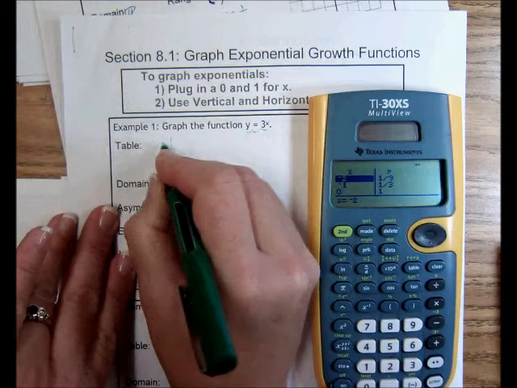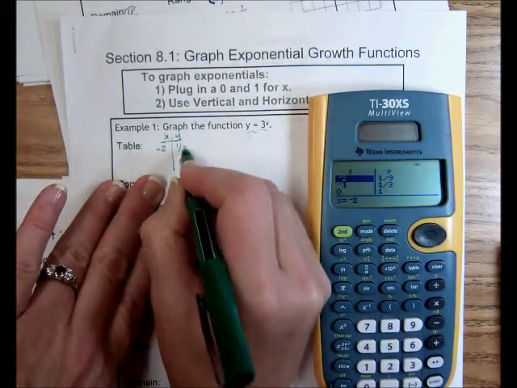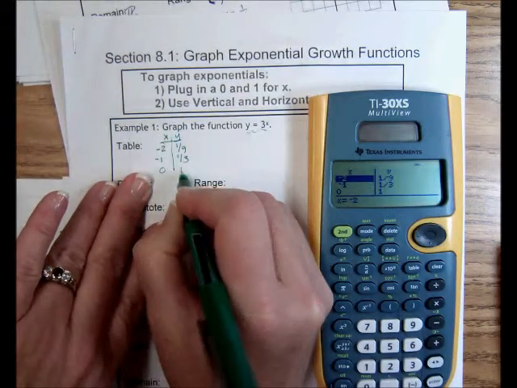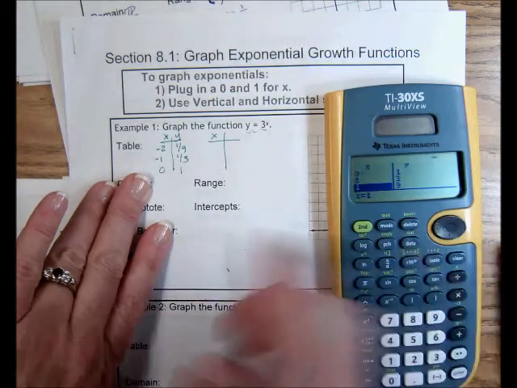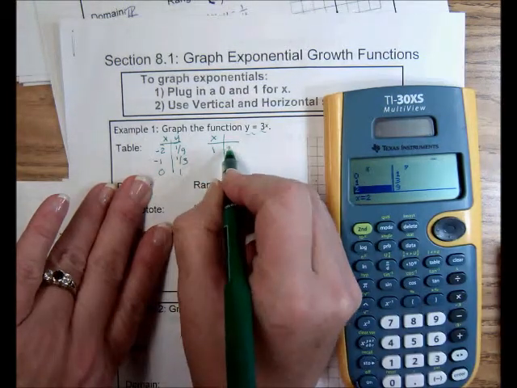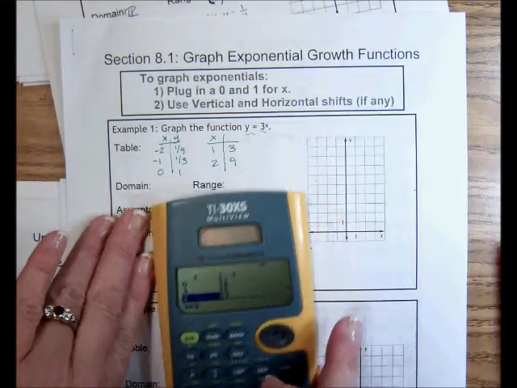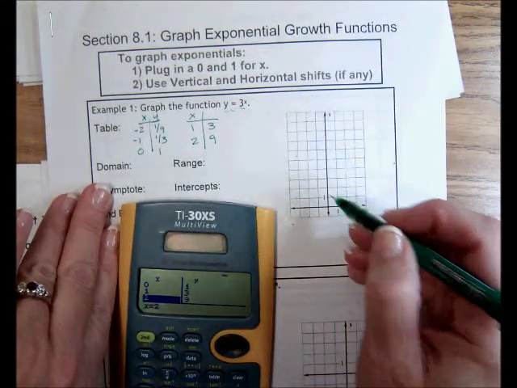So I'm going to create an xy table, and when x is -2, y is 1/9, and when x is -1, y is 1/3, x is 0, y is 1, and I continue it on also to some of the positive numbers, and when x is 1, y is 3, and x is 2, y is 9. So I take these values that I got from my table and I graph them on my graph.